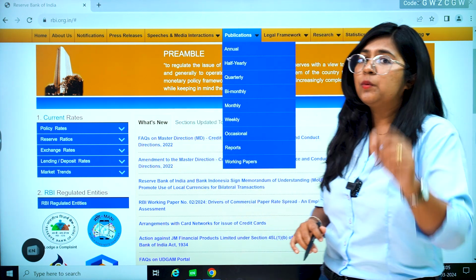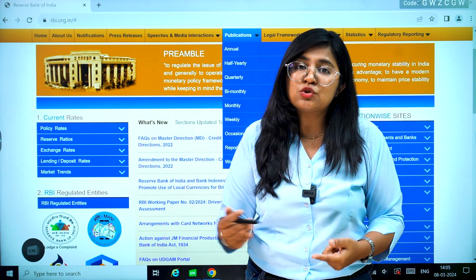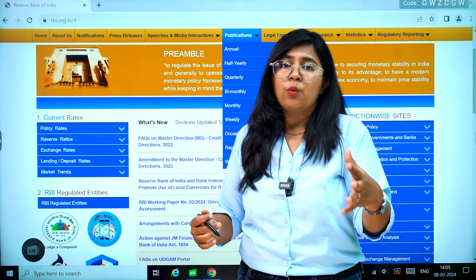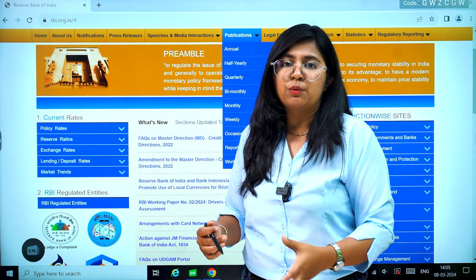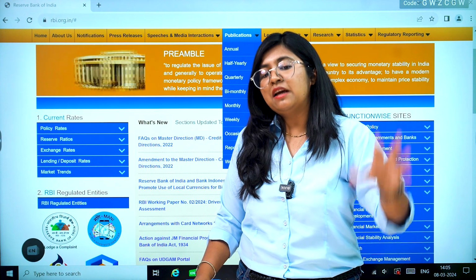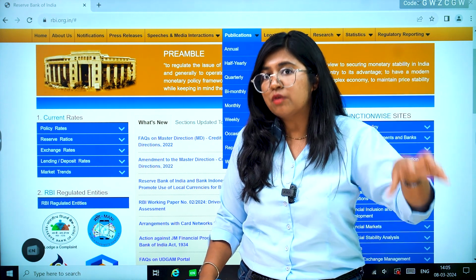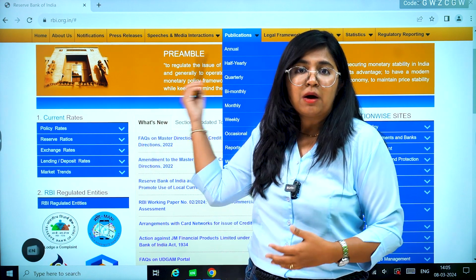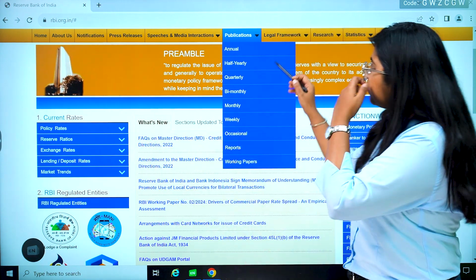And again, it will help you in your phase 2 paper, the descriptive paper, and it will be highly helpful when you are attempting the interview. Because the interview round is completely practical and will be focused on the amount of research that you have done and the amount of knowledge that you carry about these documents.